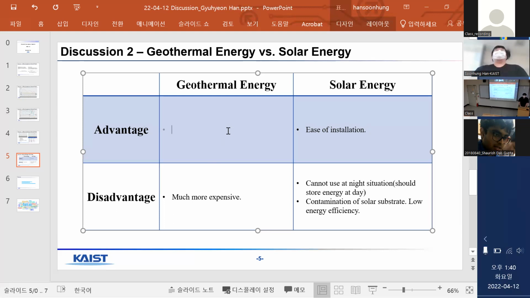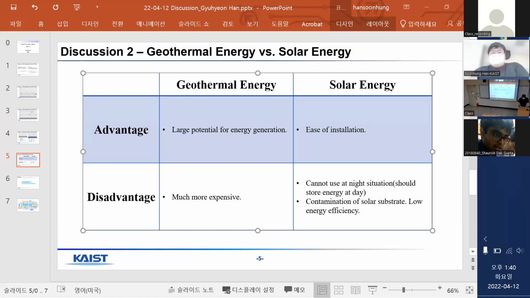Is there anyone who wants to add? Okay. As we spoke before, it has a large potential of energy generation. So why do you think like this? Just because to produce growth. Okay, good idea.